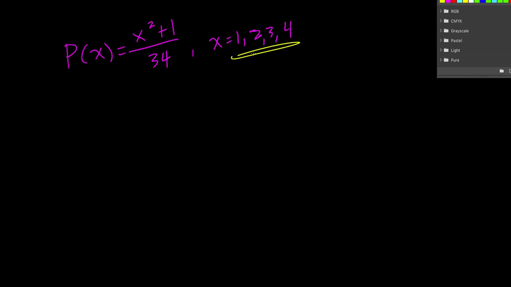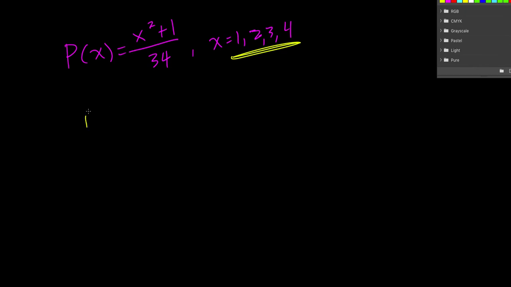Okay, let's move on to the next one. It says show that P of X is equal to X squared plus 1 over 34, where X is equal to 1, 2, 3, 4, is a valid probability mass function. So essentially what we're going to do is plug in each of these discrete values, get a number for that, add all those numbers together, and if they equal 1, then we've proven it.